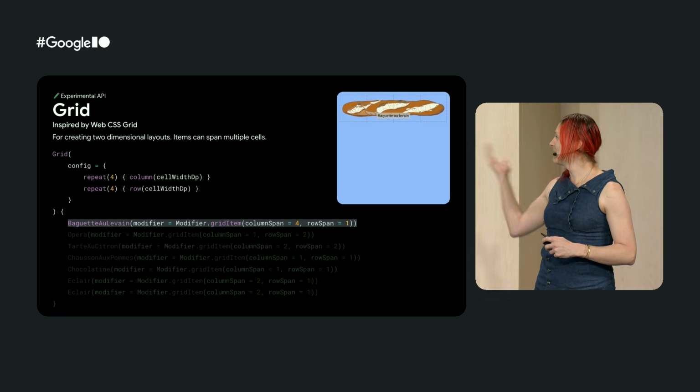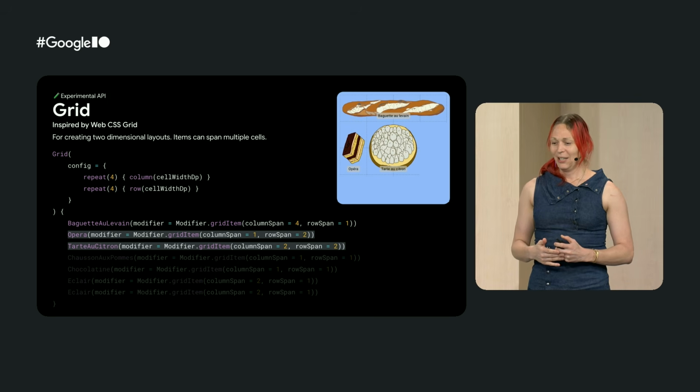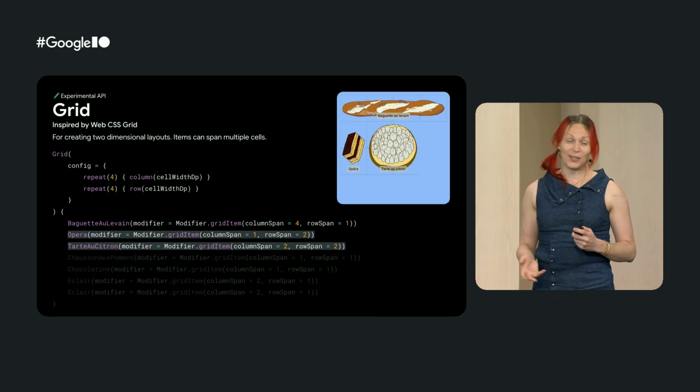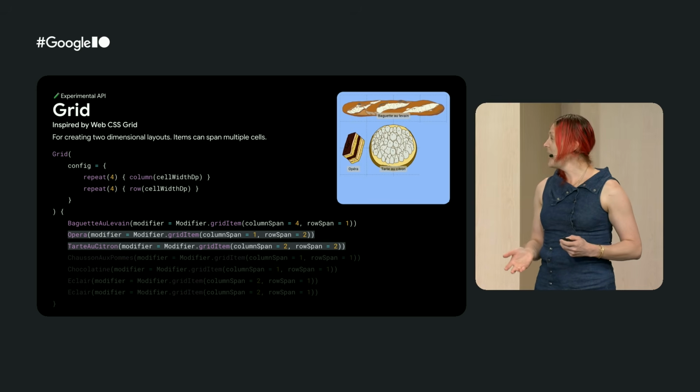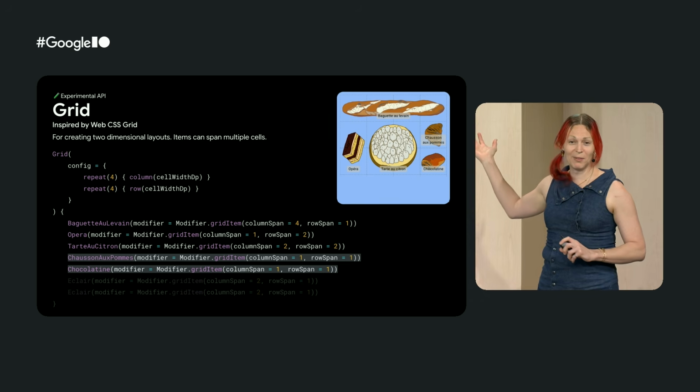So you can see that it spans 4 columns and 1 row. Let's add a few more treats into my box. We have an opéra, which is 2 rows, 1 column, a tarte au citron, which is 2 by 2. And then let's add a few more little regular pastries. A chausson aux pommes, that's my favorite.